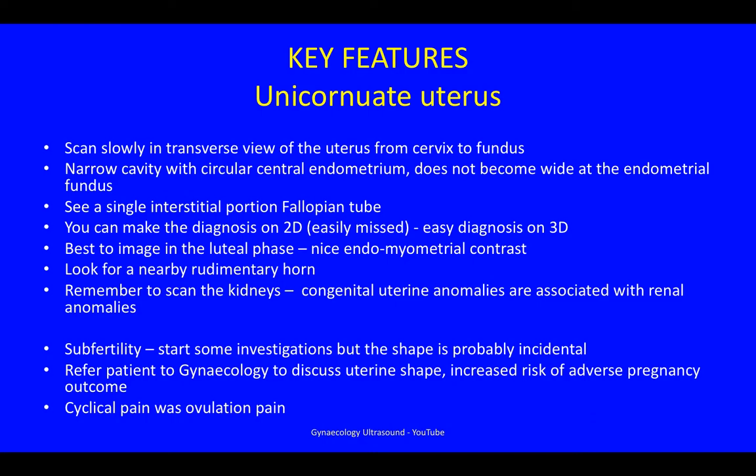It's best to image such a uterus in the luteal phase because you get a nice endomyometrial contrast. Look for a nearby rudimentary horn. And remember to scan the kidneys. Congenital uterine anomalies are associated with renal anomalies.